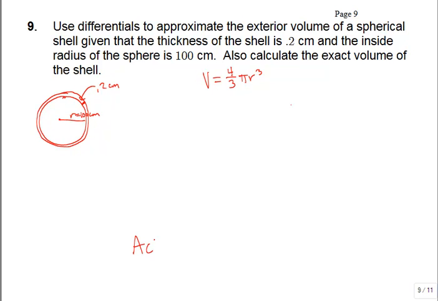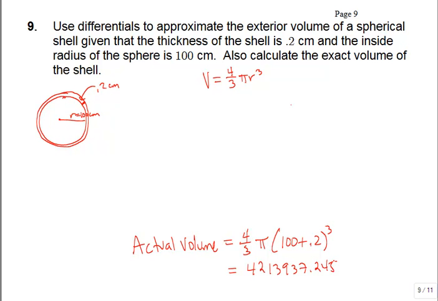So the actual volume would be 4/3 pi times the full radius, which would be the 100 plus that 0.2, and then we'd have to cube that whole new radius. And you can punch that into your calculator and get 4213937.245. And since this is centimeters, this would be centimeters cubed. So that would be your actual volume, including the shell.